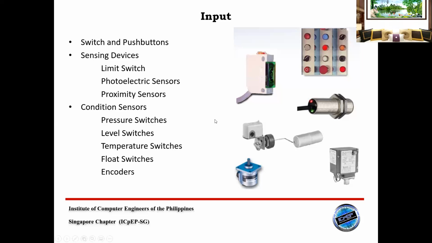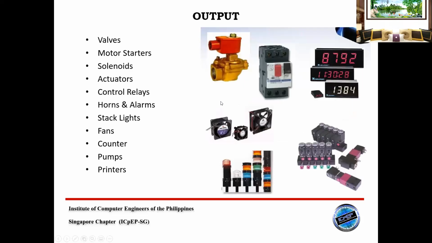Next is output. The PLC can drive outputs such as bulbs, motor starters, solenoids, actuators, relays, horns and alarms, stack lights, fans, counters, pumps, and printers. So this is the kind of output that the PLC can drive. This one is only an example.